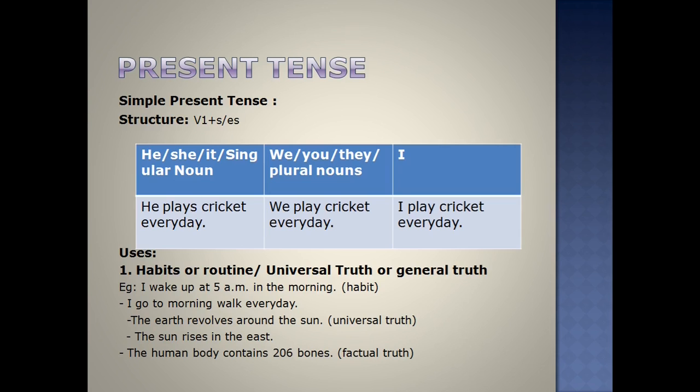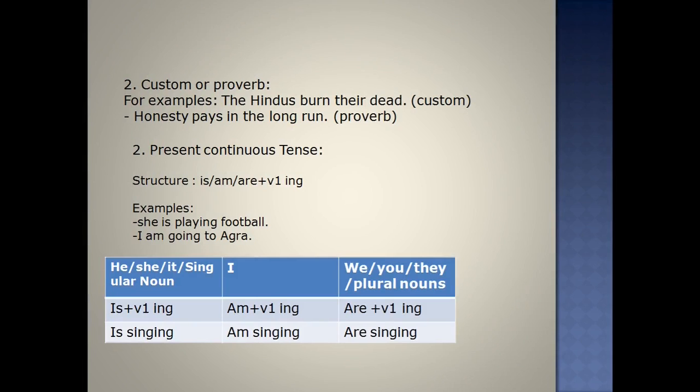Now next is universal truth. So now we have to know what a universal truth is. A fact, a truth that cannot be changed. Like we say the sun rises in the east, or we say the earth revolves around the sun. So it is a universal truth and it cannot be changed ever. Next one is the factual truth. For example, the human body contains 206 bones. So that is a scientific truth and it cannot be changed.